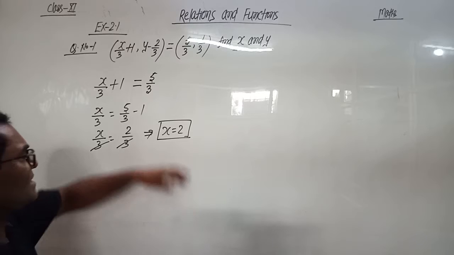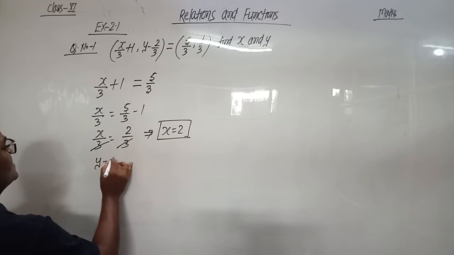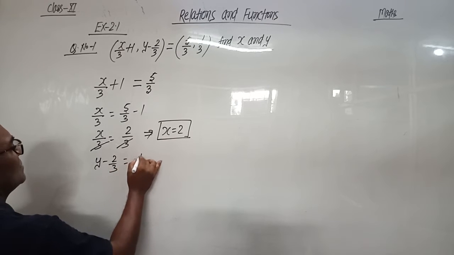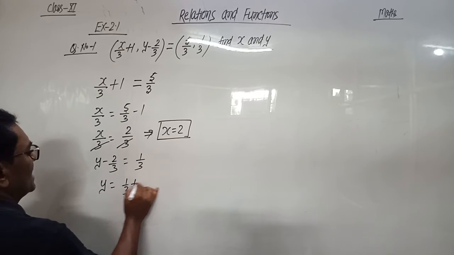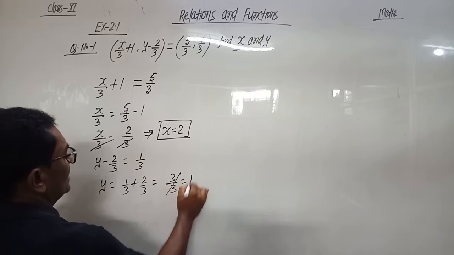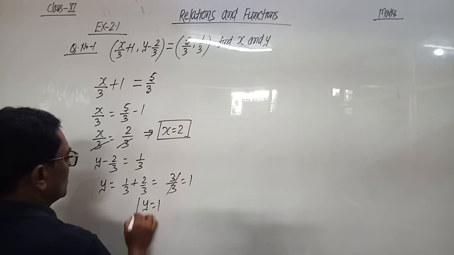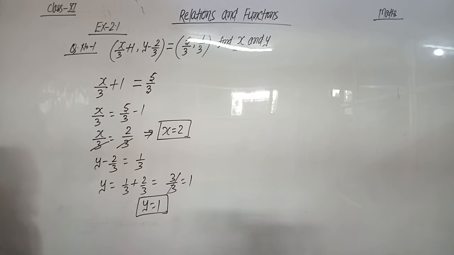Similarly, we equate the second element of both the sets. So y − 2/3 = 1/3, and y = 1/3 + 2/3, which is 3/3, and it comes to 1. So the value of y is 1. So we get the values of x and y: x = 2 and y = 1.